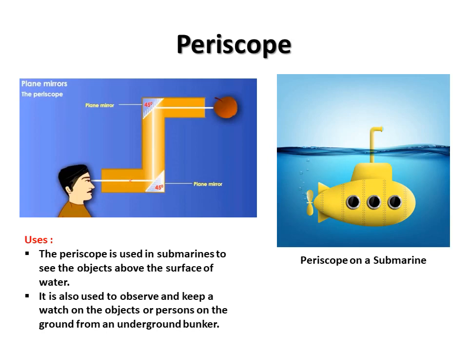The uses of periscope. A periscope is used in submarines to see the objects above the surface of water. It is also used to observe and keep a watch on the objects or persons on the ground from an underground bunker. Here the kaleidoscope and periscope use the properties of reflection of light.